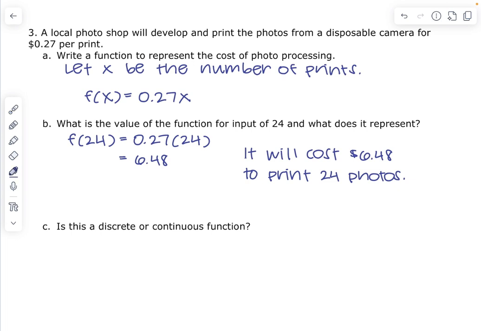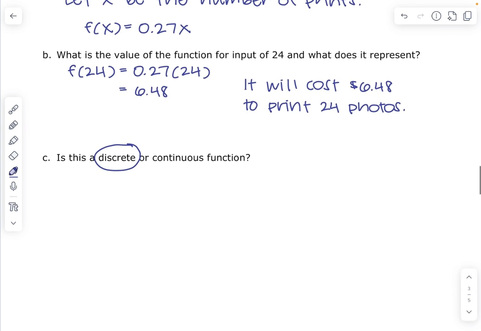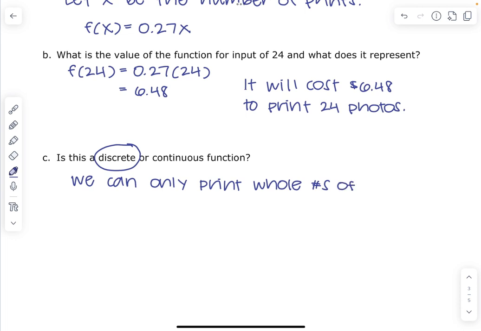So that means that this is a discrete function, and we'll make a note there because we can only print whole numbers of photos. Okay, and recall whole numbers would be 0, 1, 2, 3, so on and so forth.